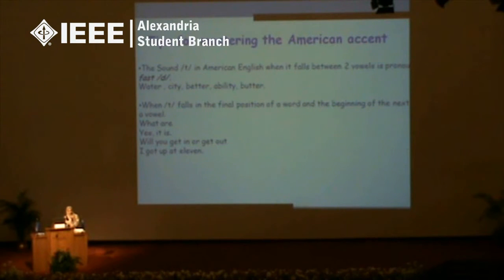Yes, it is. Will you get in or get out? I got up at eleven. Okay? Again, T between two vowels, whether in the same word or followed by a vowel in the next word, is transformed to a small or fast T. So far so good? Okay.